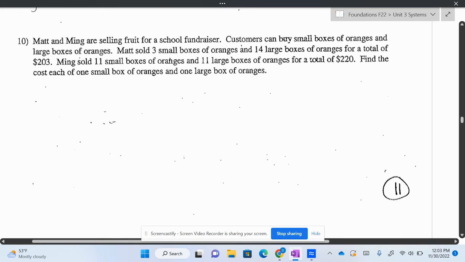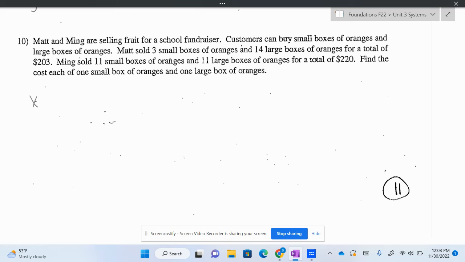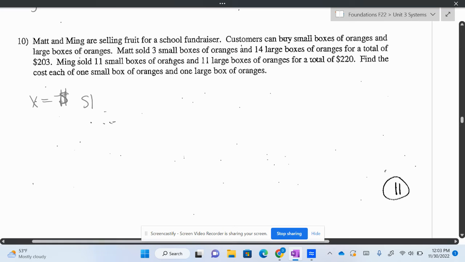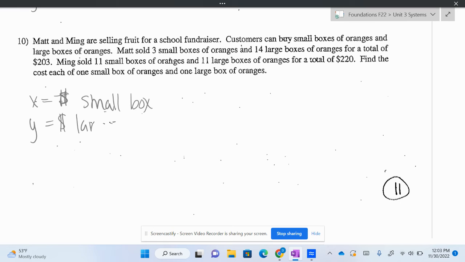Okay. Number 10, Matt and Ming are selling fruit for a school fundraiser. You can buy small boxes or large boxes. So let's let X equal the cost of a small box. And Y is the cost of a large box.